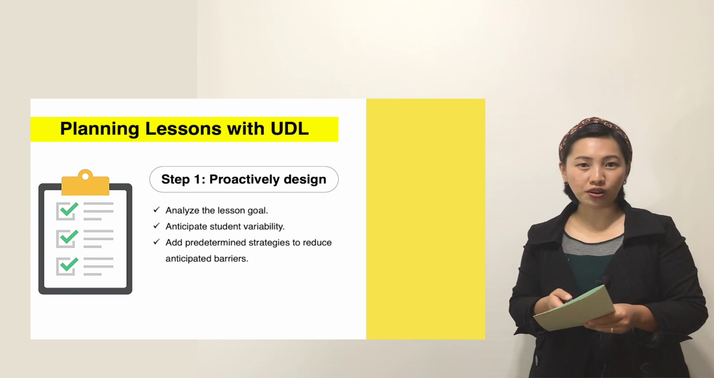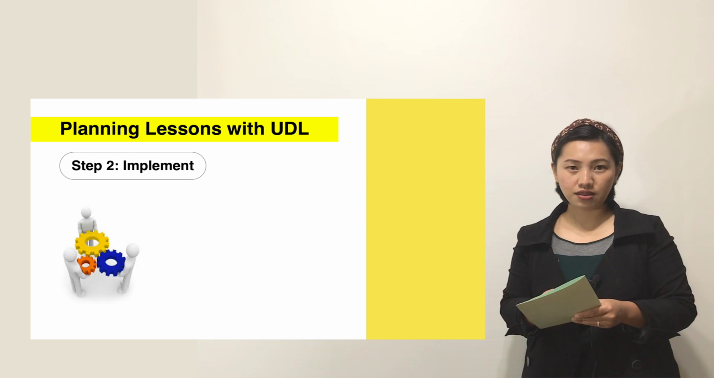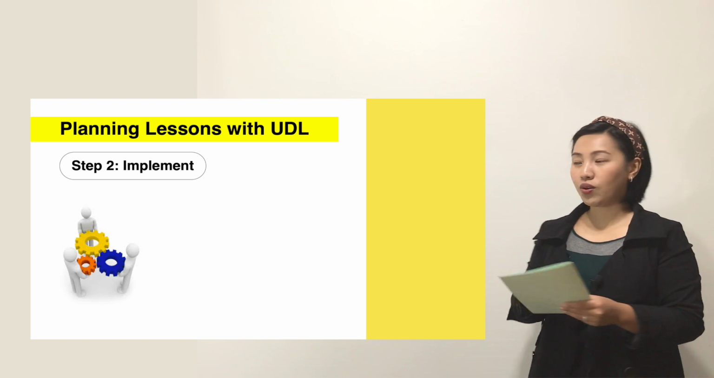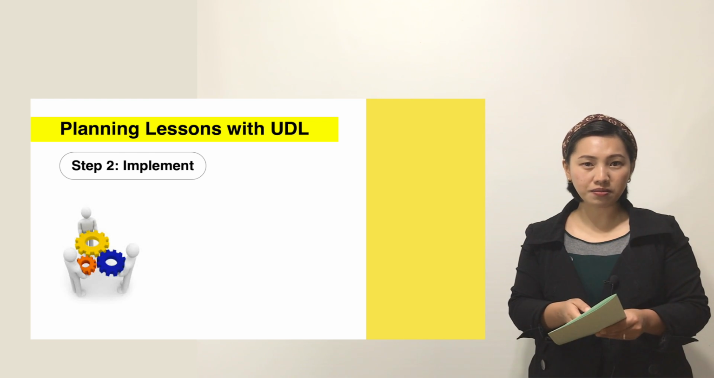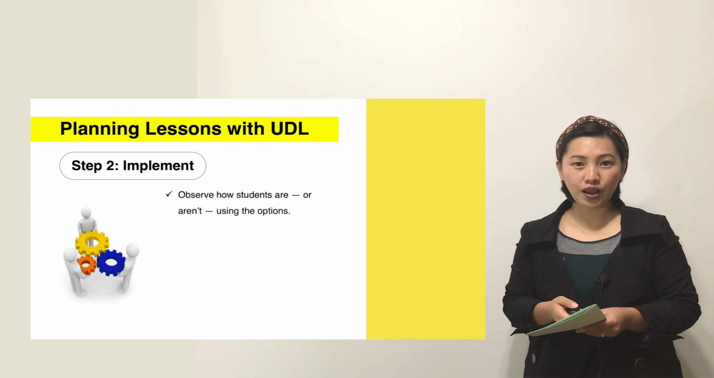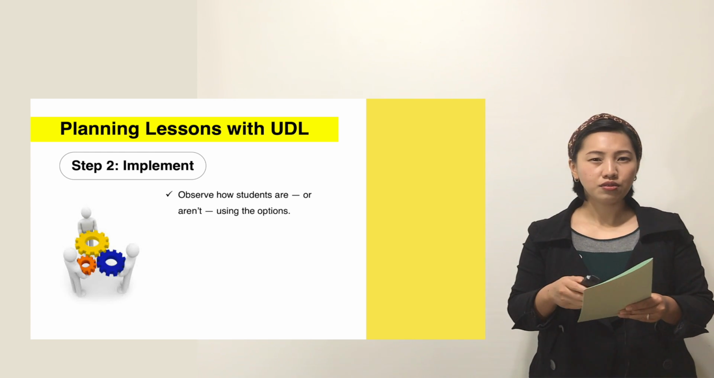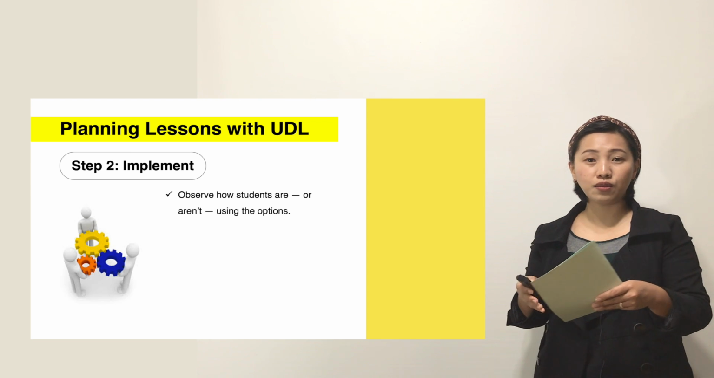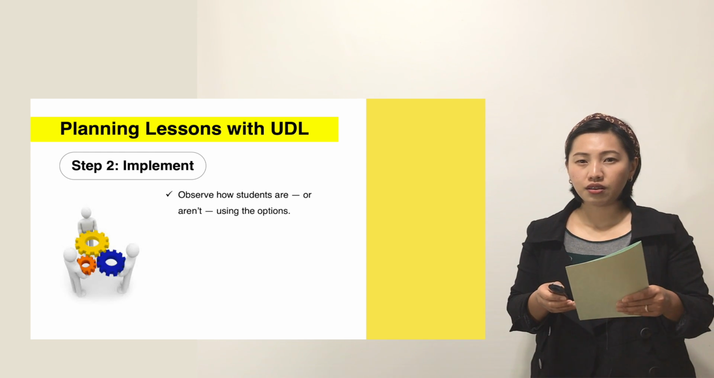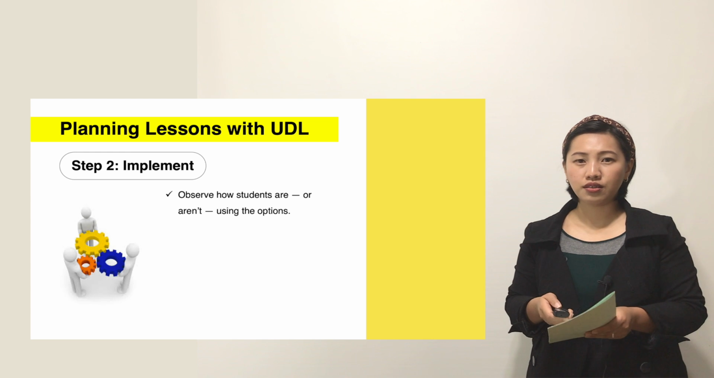The next step, as I mentioned earlier, is to implement or facilitate. Implement, facilitate, to do, put it into action. And also observe. While implementing, you should also observe. So after planning, it's time to put it into action. So during the lesson, do this. Observe how students are or aren't using the options. So you've thought of the learning barriers and the strategies that you can use to reduce those barriers, right? But you also need to observe, are the students using it or not? You should observe that.